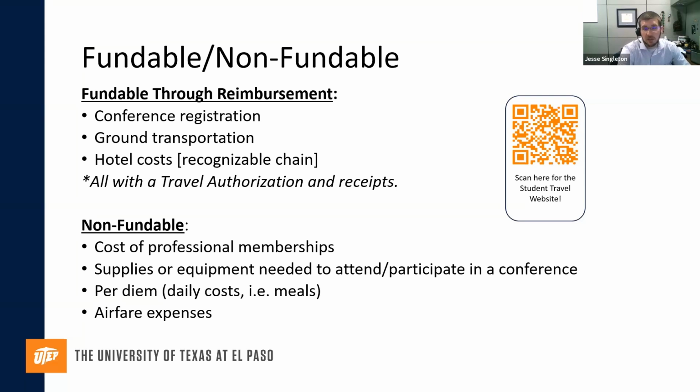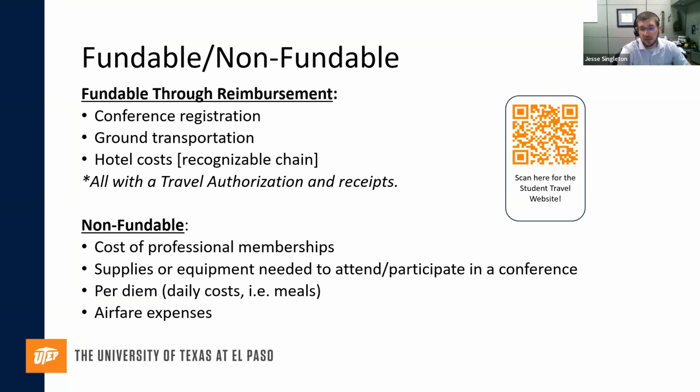We are not able to cover the cost of airfare with the travel grant. There are very specific guidelines at the institution about how we can purchase airfare, and it does not play well with the travel grant and the timelines for the travel grant. When you are using university funds to purchase air travel, it has to be done through the university's travel agent, and it cannot be done via reimbursement. As I mentioned at the top of our fundable, non-fundable slide, everything we fund through the travel grant is through reimbursement. So we cannot fund your airfare.